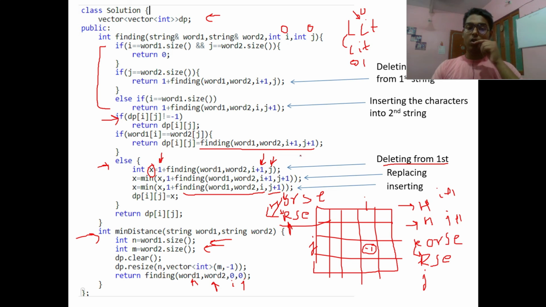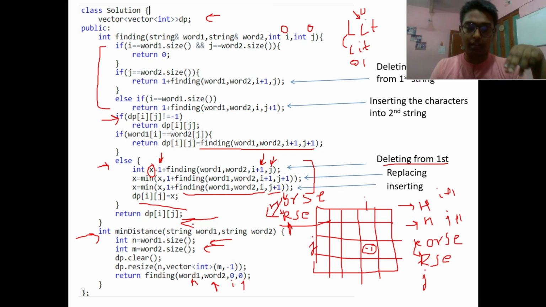So here I am calling three recursions and storing each and every answer into dp of i and j, right? Returning the dp of i and j here. So this is my code, and I hope you have understood. If you haven't understood the solution yet, then you can ask me in the comments.